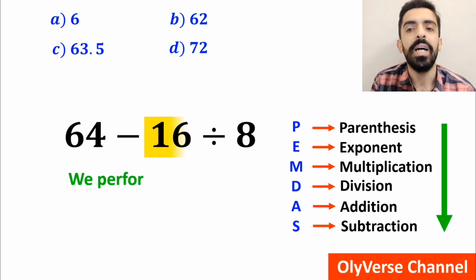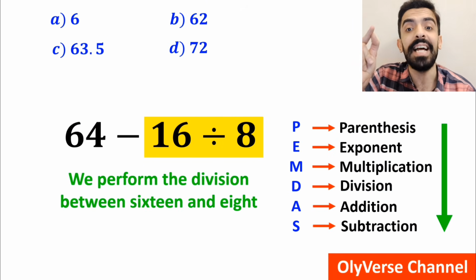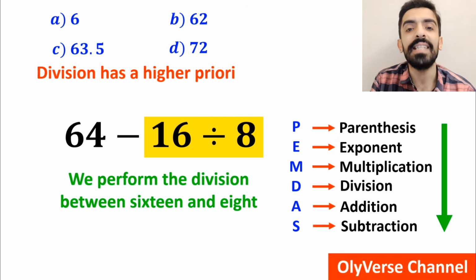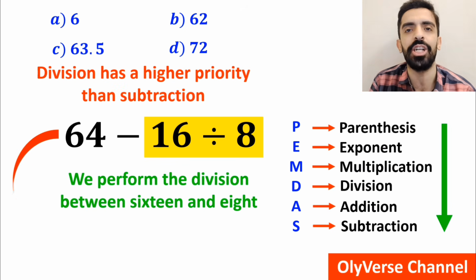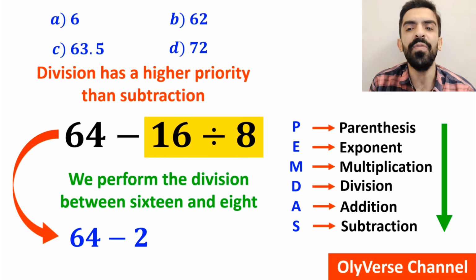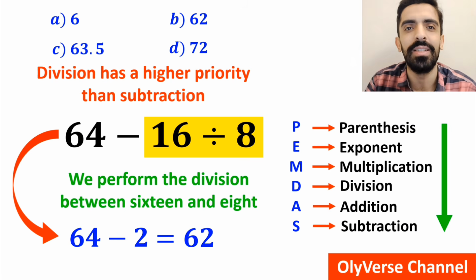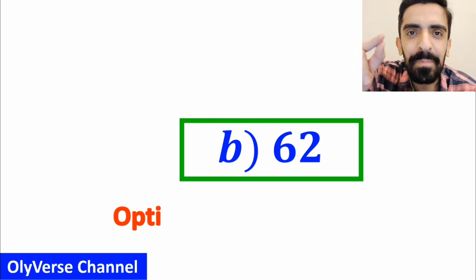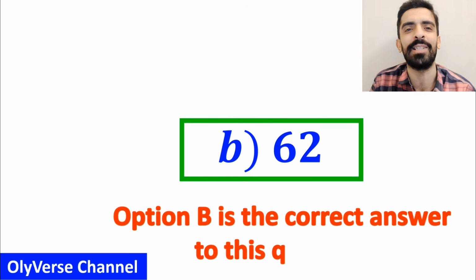And the final step, we perform the division between 16 and 8 because division has a higher priority than subtraction. So, this expression simplifies to 64 minus 2, which finally gives us the answer 62. That's great. Option B is the correct answer to this question.